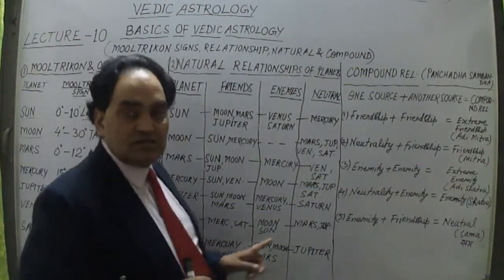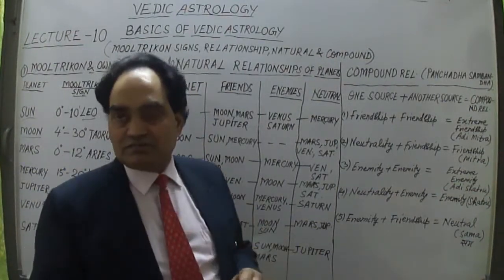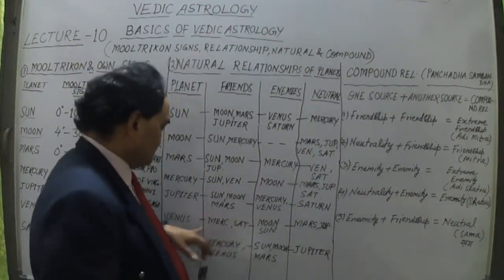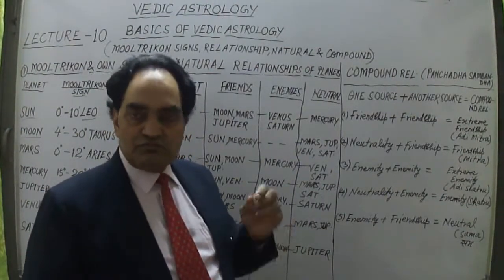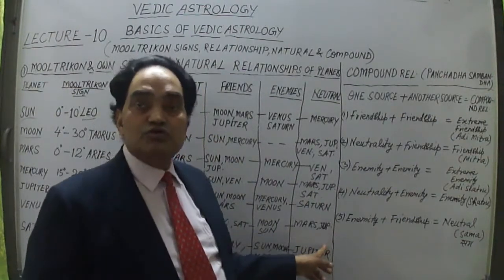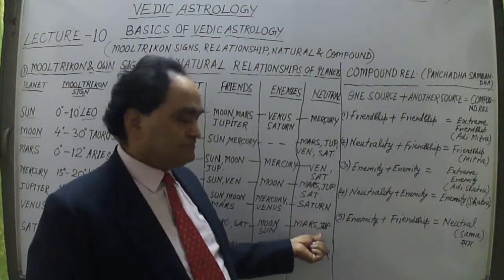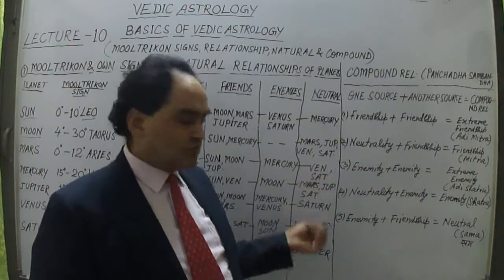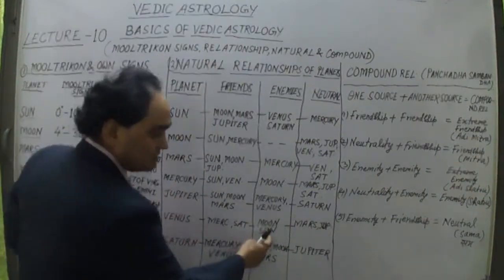Then Venus has friendship with Mercury and Saturn. Mercury, Saturn and Venus, these three are friends. Moon and Sun are enemies to Venus. Mars and Jupiter are neutral to Venus.